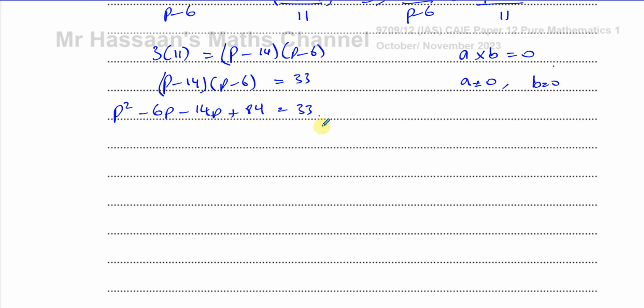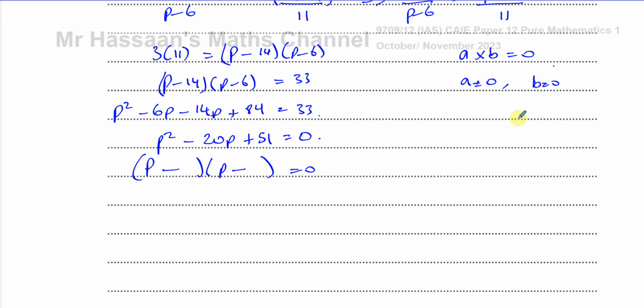equals 33. So you end up with P squared minus 20P. 84 minus 33 is going to be 51. It's positive 51. You subtract 33 from both sides. Now we try to factorize this expression. Okay, I know they both have to be minus because the product of these two numbers must be positive and the sum must be negative.